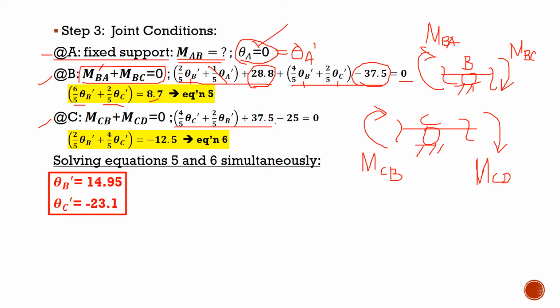Let this sink in, guys: the negative moment due to the cantilever beam at CD is negative 25. Reflect it, because it is counterclockwise and the sign convention is positive clockwise, so it becomes negative. So negative 25.